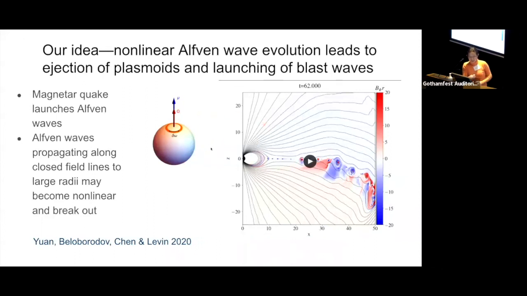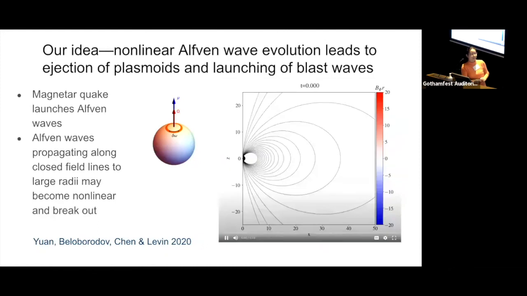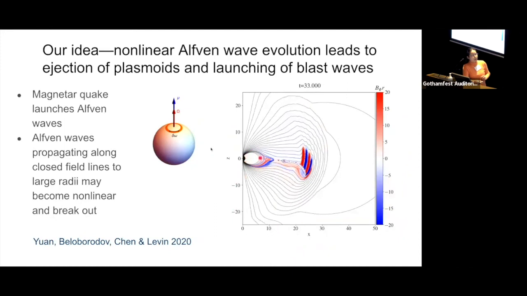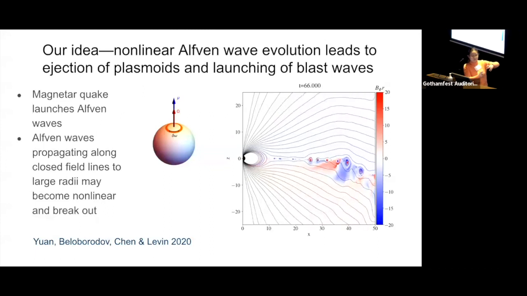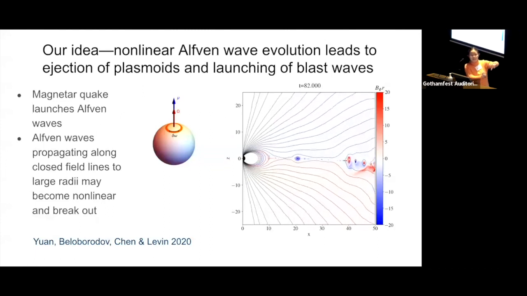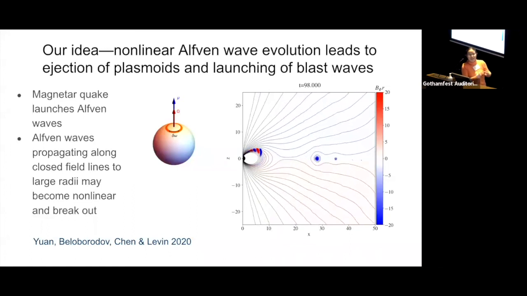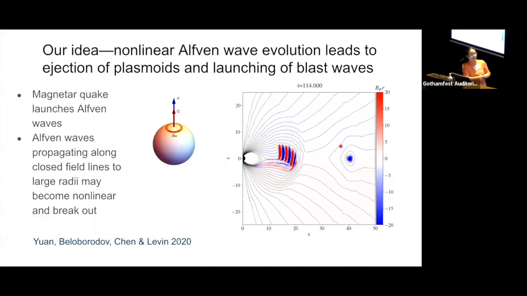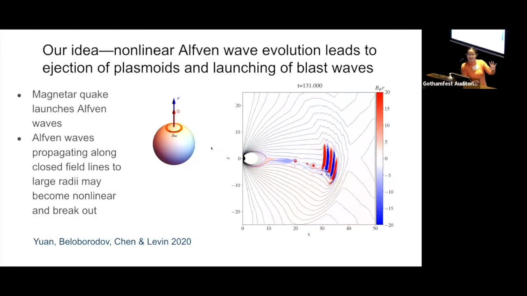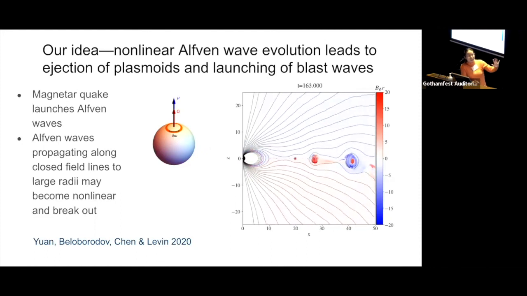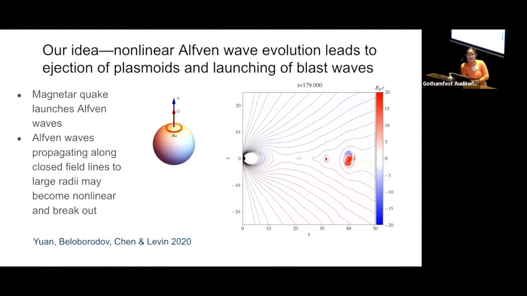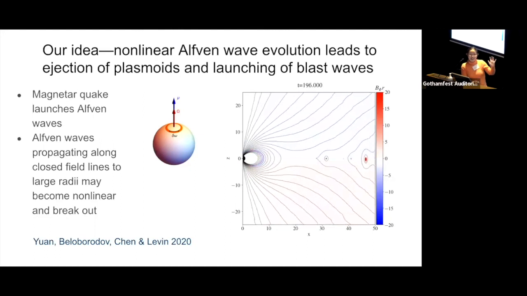The interesting thing about these Alfvén waves is that they carry energy, and they can carry energy to large distances. We find that, for example, the Alfvén wave here can move along the magnetic field lines and then become nonlinear at some point. And this becomes an ejecta that contains a lot of energy that moves out from the magnetosphere of this magnetar. So basically this nonlinear breakout of this Alfvén wave launches an ejecta into the magnetar wind. So as the ejecta moves out into the surrounding media of the magnetar, it can launch shocks.